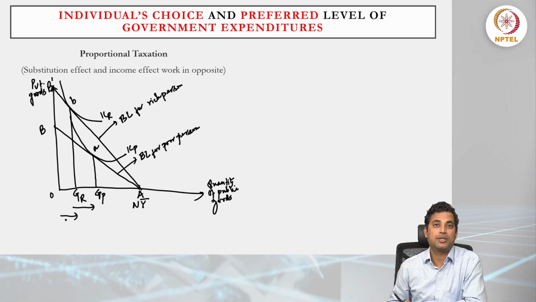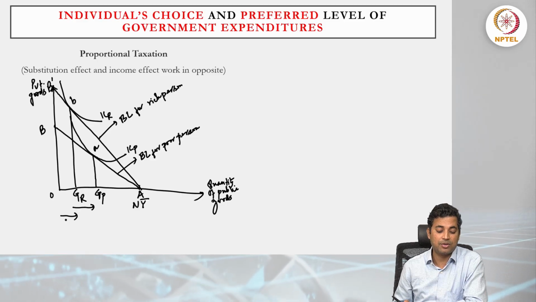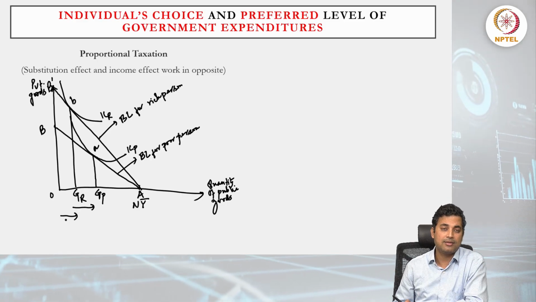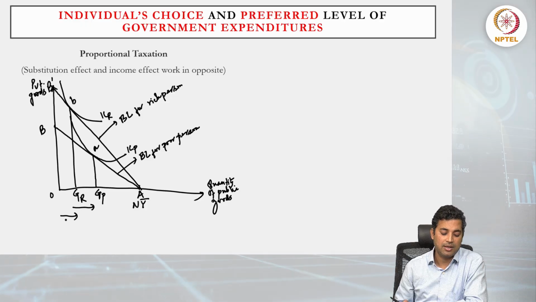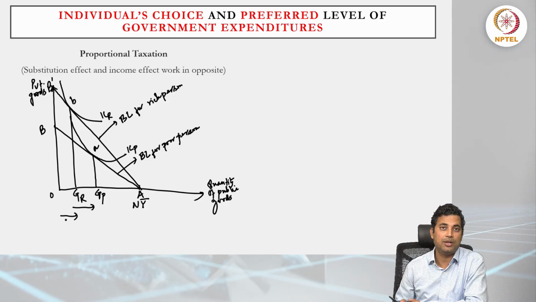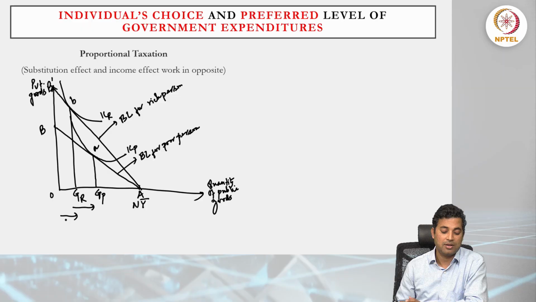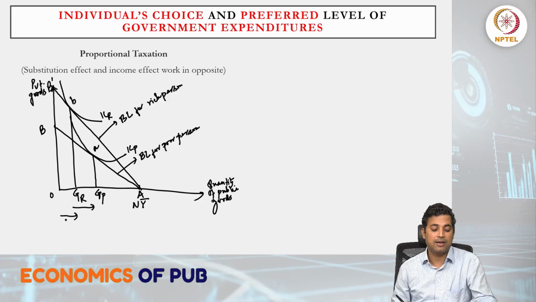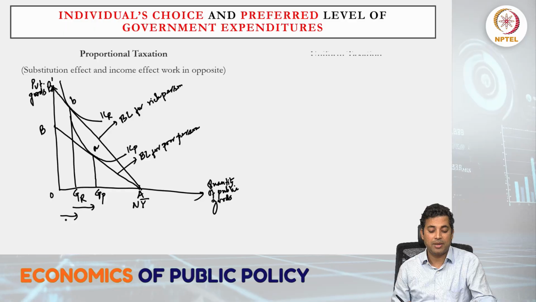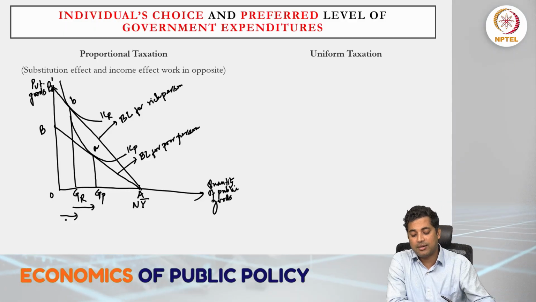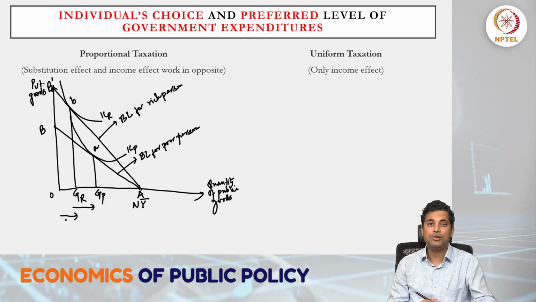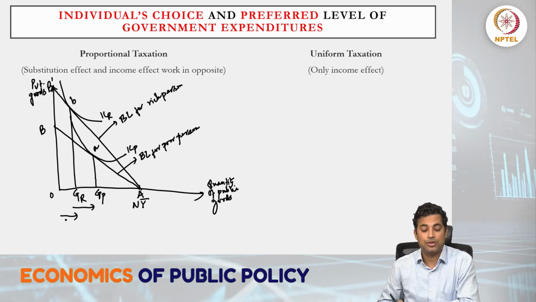So this is proportional taxation where individual choices are made, and you can see that the substitution effects and income effects are actually going in opposite directions. This is what happens in the case of individual choice and government expenditure. Now under uniform taxation, only the income effect shows.